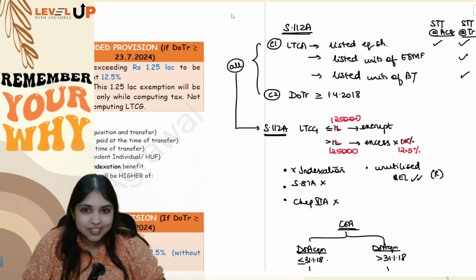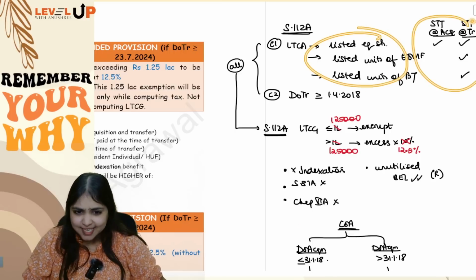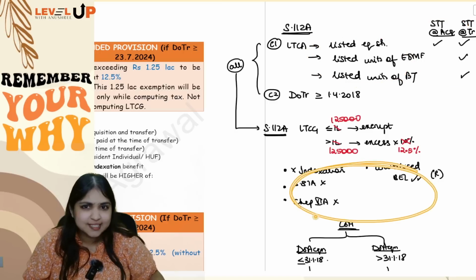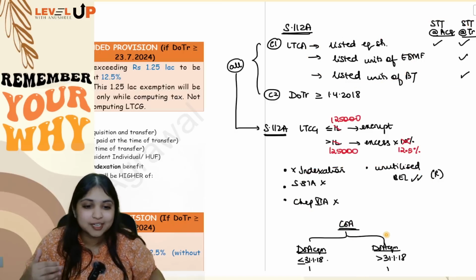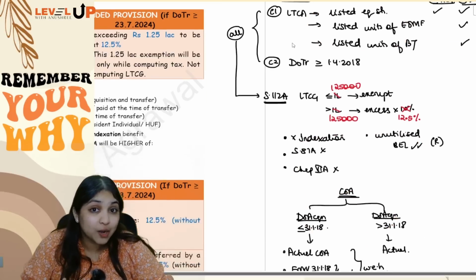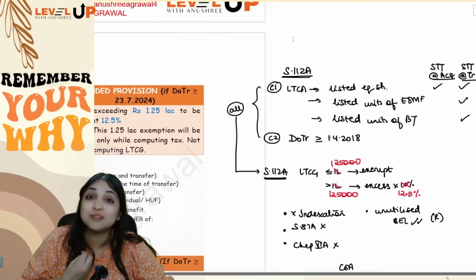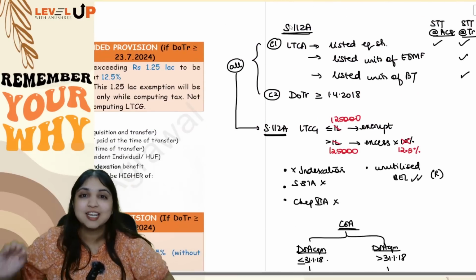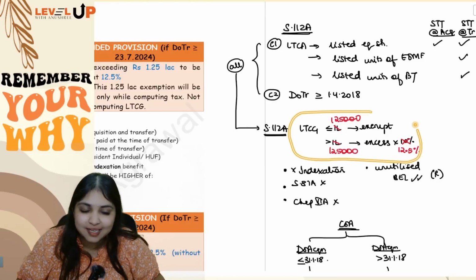So where is the change? There is no change in the assets, in STT point, in indexation 87A point, in special rate point, in your cost of acquisition and all. There is no change. All that remains the same. Where is the change? The change is only in the tax calculation.